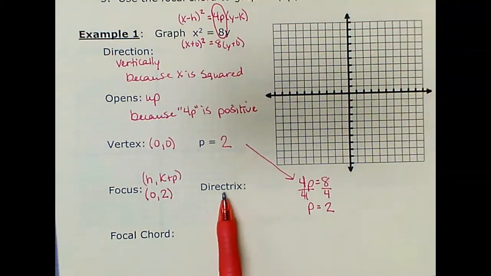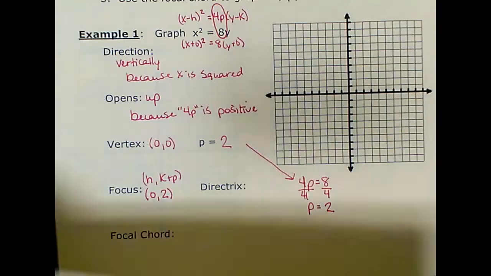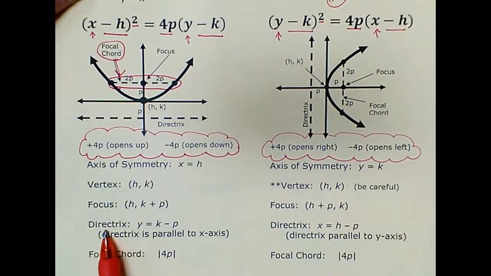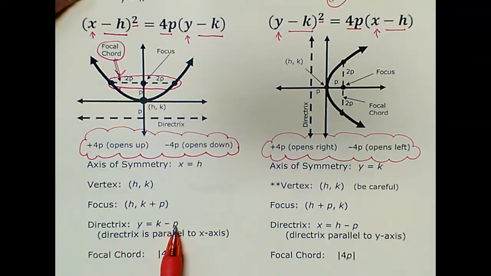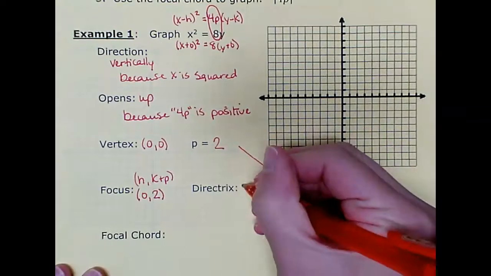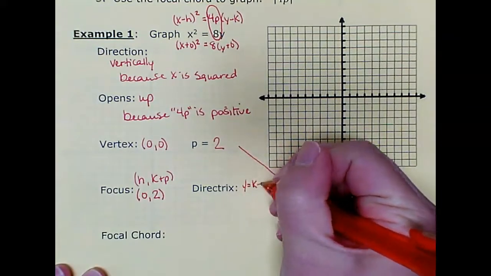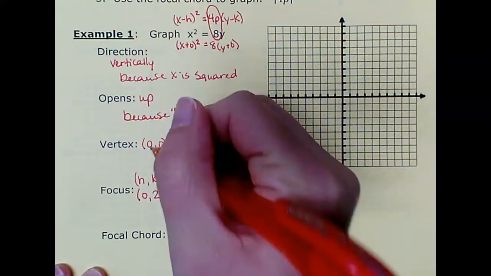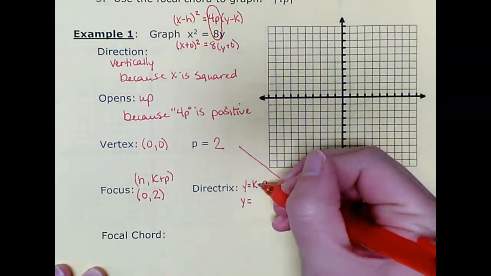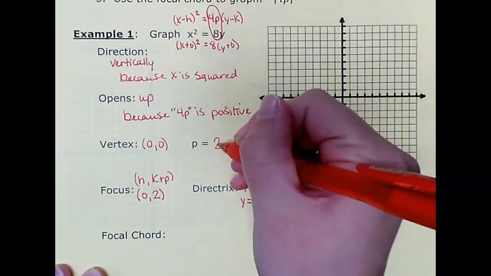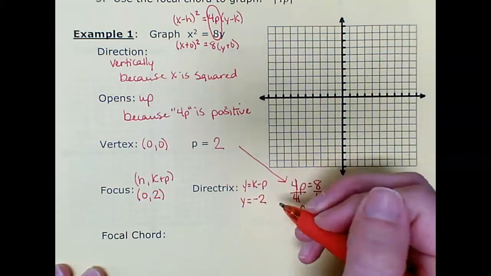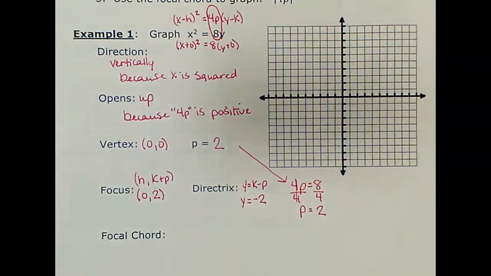The directrix is new to me, so I go back and look at the reference for the front side. My directrix is a line. It's y equals k minus p. So y equals k, which was 0, minus p, which is 2. So 0 minus 2 is negative 2. That's the equation of the line that's the directrix.